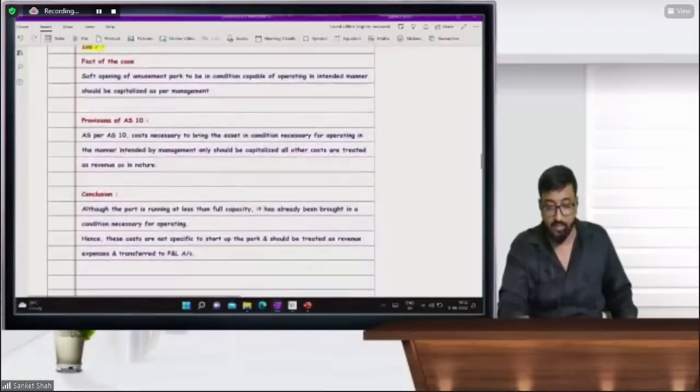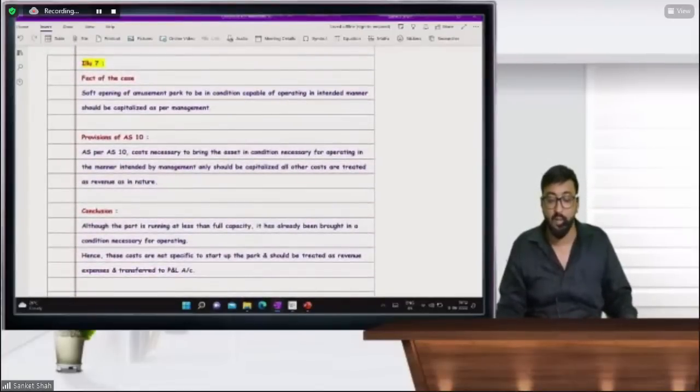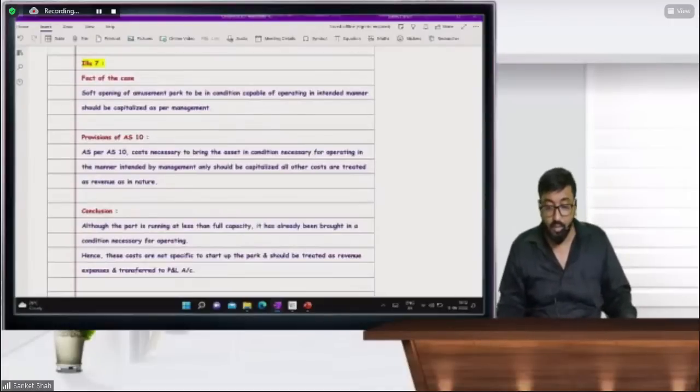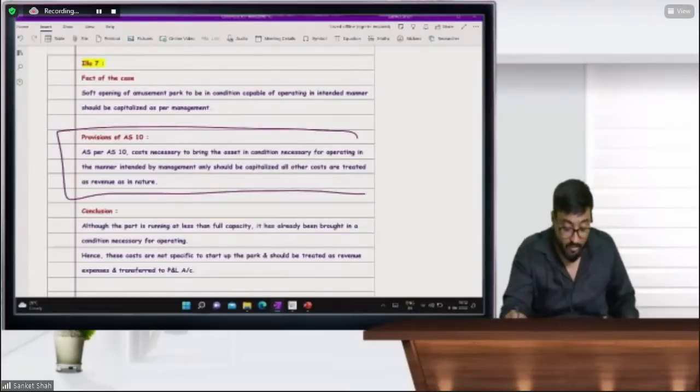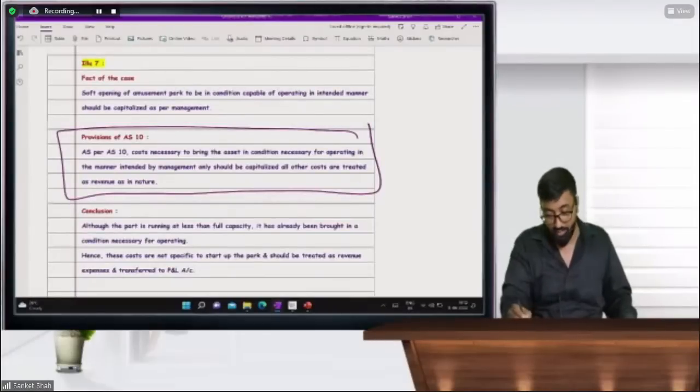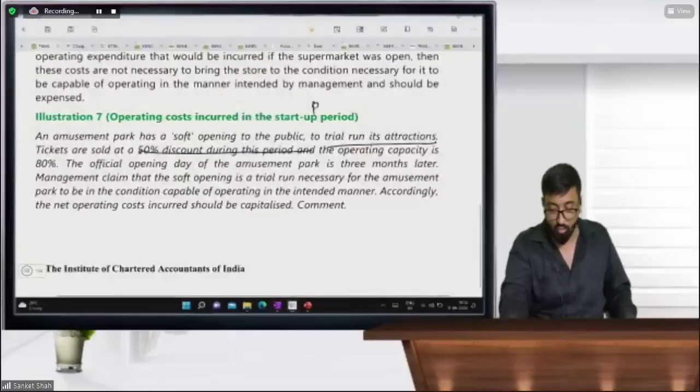Yes, facts of the case. Soft opening of the amusement park to be in the condition capable of operating in the intended manner should be capitalized as per management. As per AS10, cost necessary to bring the asset in condition. बेटा this sentence is on the continuous basis. बेटा वही sentence है जो बार बार हम लोग लिखने वाले हैं. Although the part of running is less than the full capacity, it has already been brought into the condition necessary for operating. Hence, these costs are not specific to start up the park and should be treated as revenue expenditure. So answer to this is revenue expenditure.